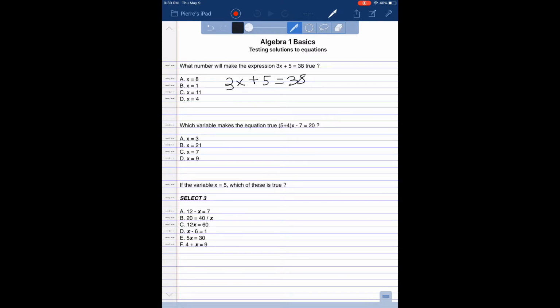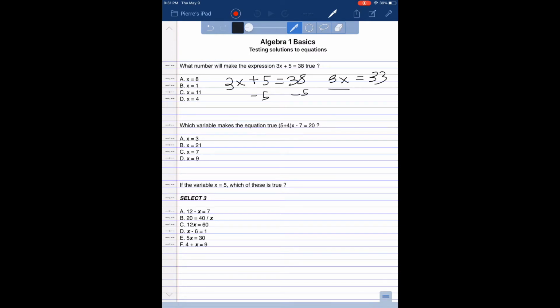So we always have to keep in mind the PEMDAS rules, right? Parentheses, exponents, multiplication, division, addition, and subtraction. That doesn't necessarily apply to this, but we're going to keep it in mind for our next problem. But right here, the first thing we want to do is get x by itself. That is the number one rule of algebra, to get x by itself, right? So we're going to subtract 5. It's going to end up looking like 3x equals 33, right? And that being the case, now we want x by itself still.